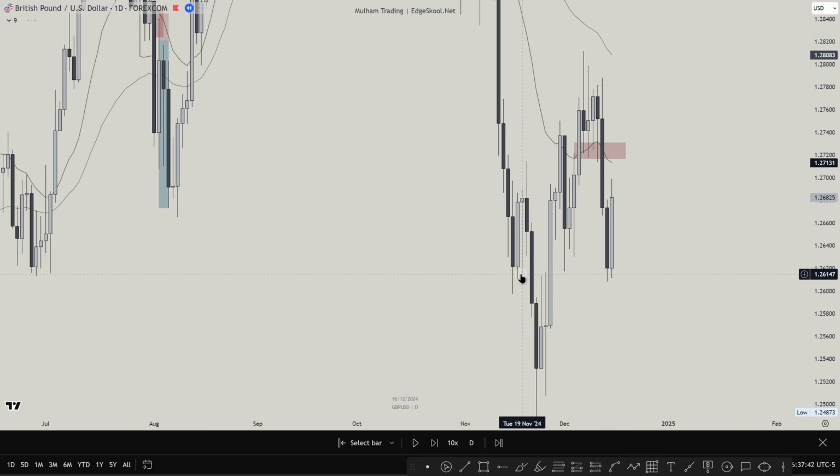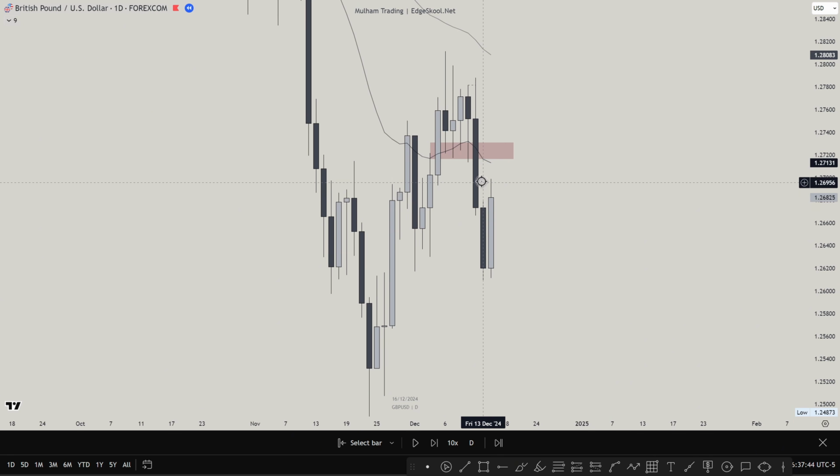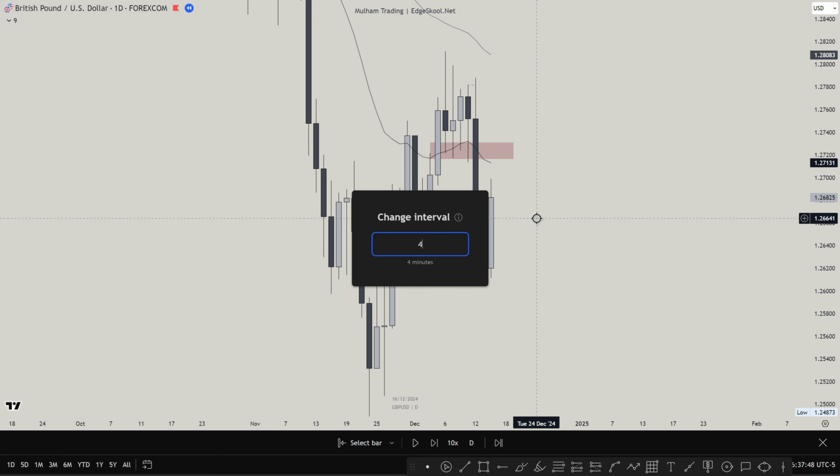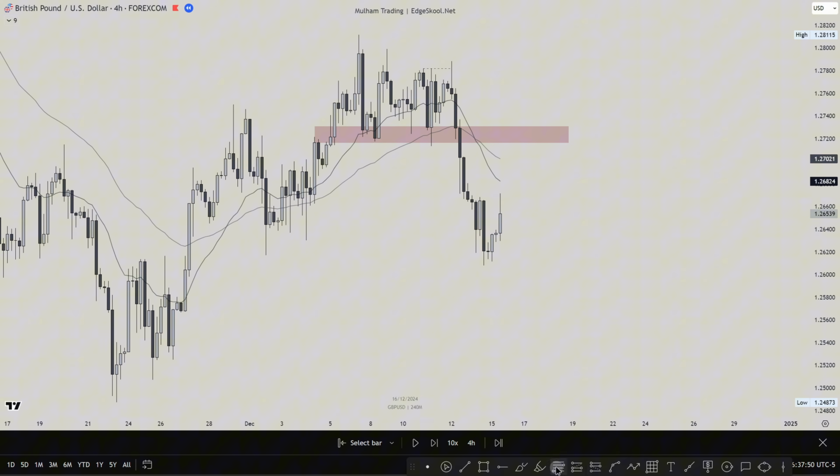I also want to take the daily. So daily, we do have this imbalance here, just the end of the imbalance here as well. So I want to see how this goes, because now we do have this high probability range. I'm going to take my fib from the high to the low of the range. 618 is here. So I'm looking for a reaction from here or here, the 705.